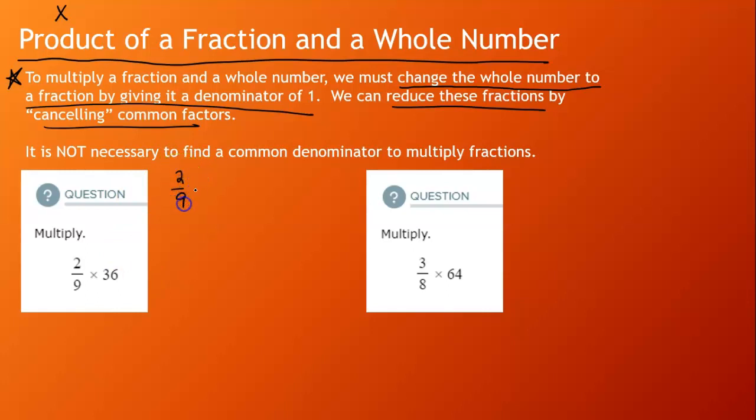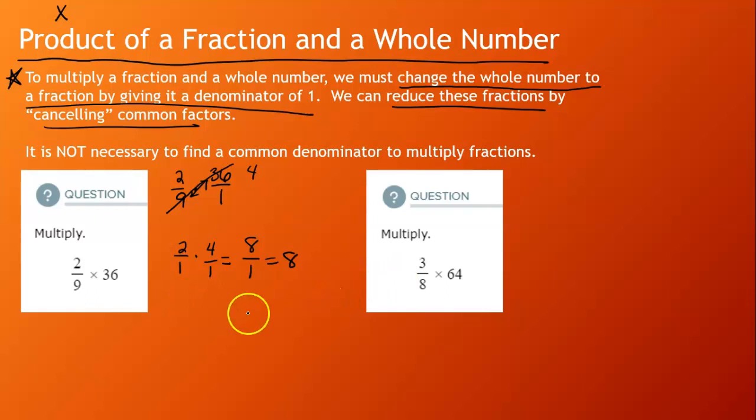So if I'm doing 2/9 times 36 over 1, I can simplify ahead of time, either top to bottom or diagonally. There's nothing that 2 and 9 are both divisible by, but there is something that 36 and 9 are both divisible by. 36 and 9 are both divisible by 9. So I can go ahead and do what we call canceling these. 36 divided by 9 becomes 4. So what I have now is 2 over 1, because 9 divided by 9 was 1, and 4 over 1. I multiply straight across, and I get 8 over 1, which is just 8.